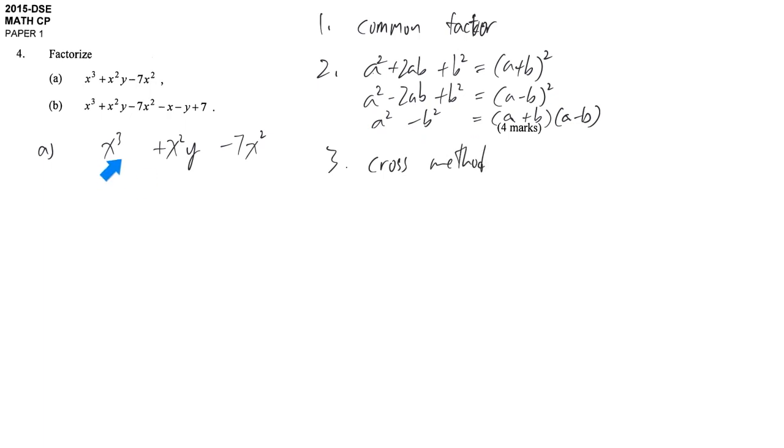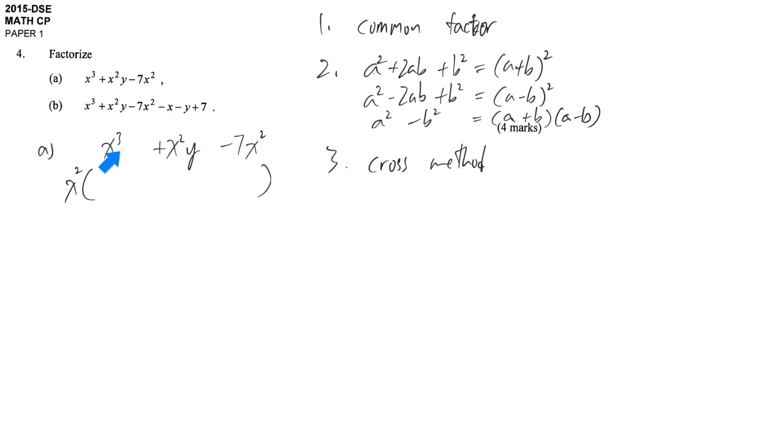So we look here, we have x power 3, the second term we have x squared, and also the last term we have x squared. So at most we can get x squared out from each term. So therefore I extract common factor.